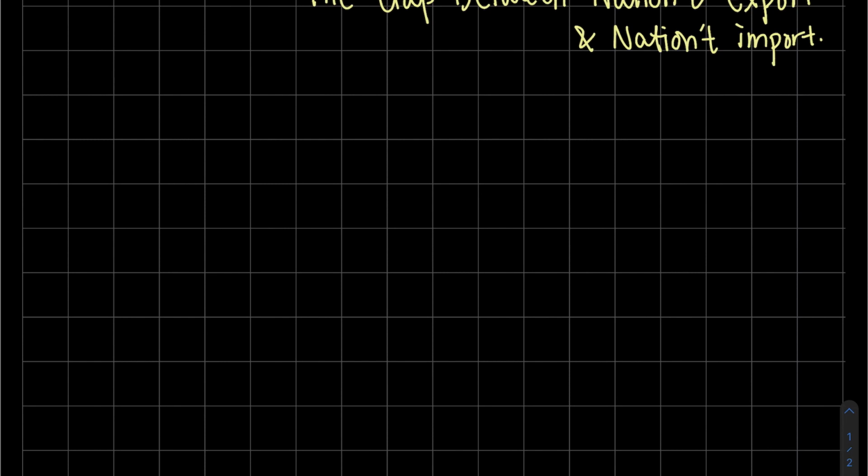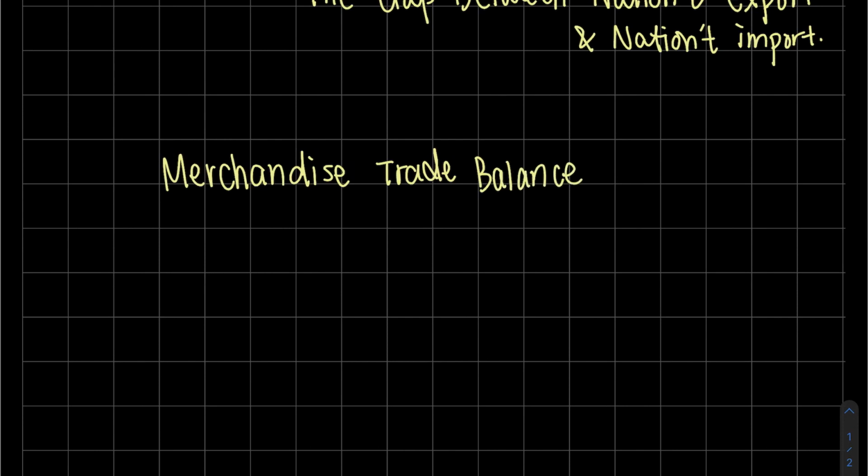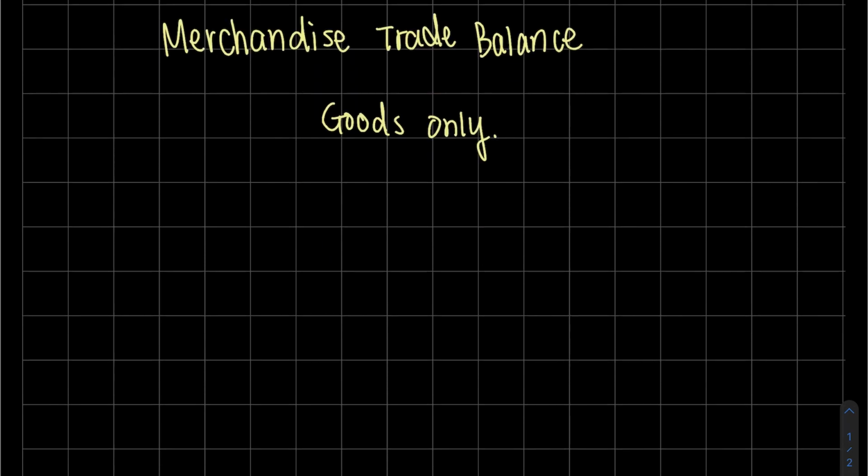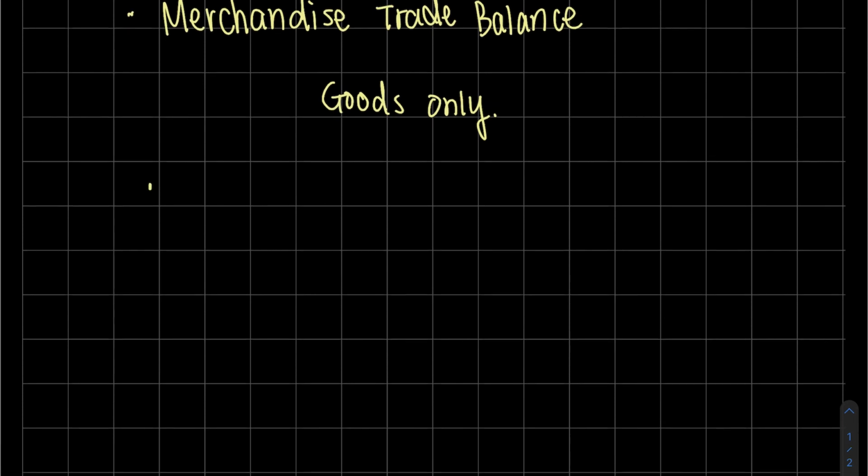The first one is the merchandise trade balance. This is the balance of trade looking only at goods. We don't need to consider others, goods only. Okay. The second one is the current account balance.